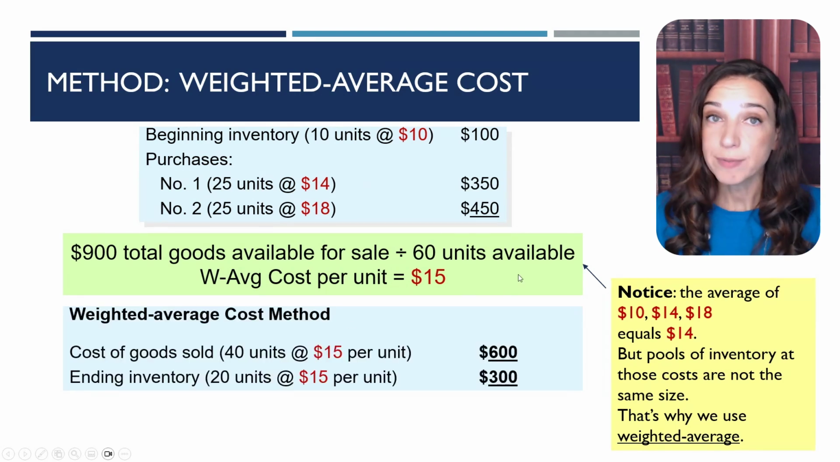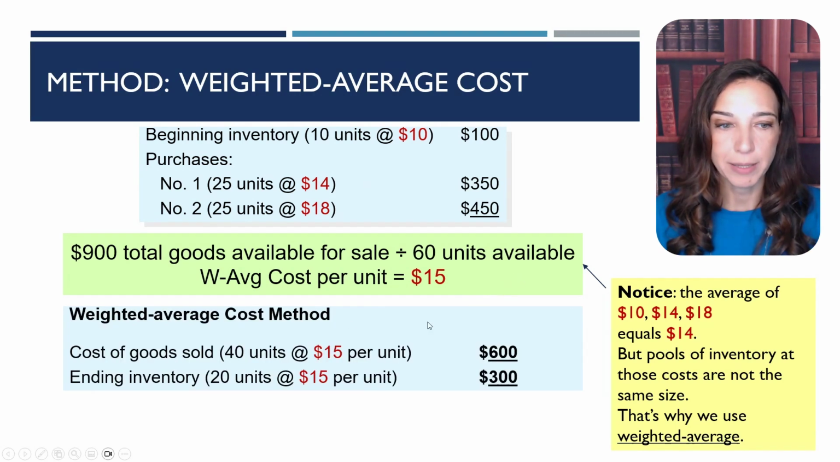So it makes sense that the weighted average cost is a little bit closer to the cost of the bigger pools. So if this company follows the weighted average methodology, then the cost of goods sold is going to be the 40 units times the $15 cost per unit, or $600. And the ending inventory will be the 20 units that are remaining, again, times the 15, which is equal to $300.